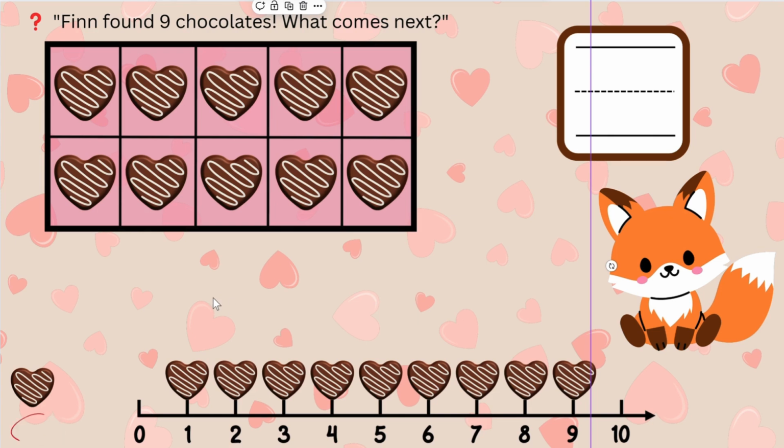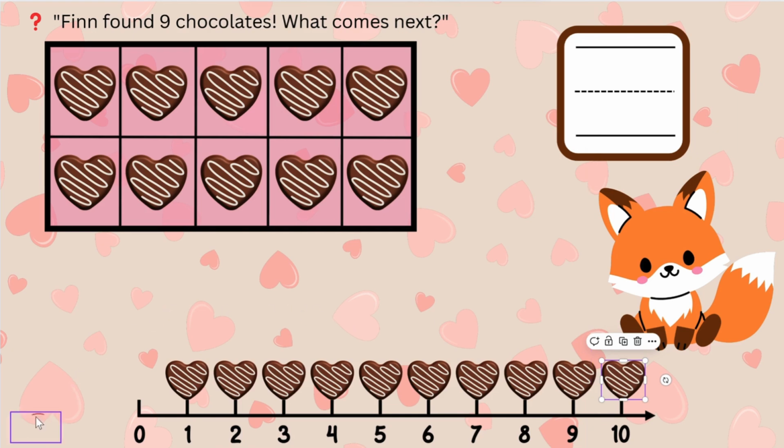Good job. Now let's go ahead and we're going to fill in our number line. So let's go ahead and we are going to start from the number 1. 1, 2, 3, 4, 5, 6, 7, 8, 9, 10. We filled up our number line as well. So what's 1 after 9? 10. Good job.